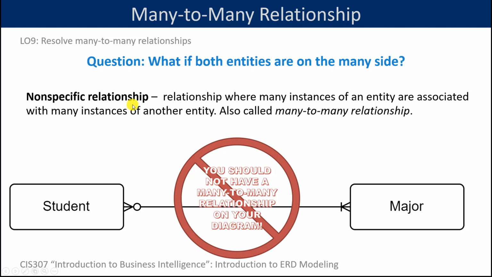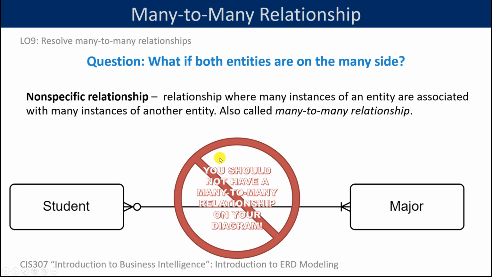It's called non-specific relationship where many instances of an entity are associated with many instances of another entity. It's also called many-to-many relationship. So for now, I'll just say that this situation should be avoided. There are some workarounds, but it's hard to implement a many-to-many relationship at the table level, at the database level. So one thing I'd like to say is that you should not have a many-to-many relationship on your diagram, just like the sign suggests.